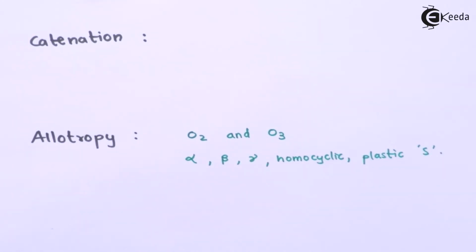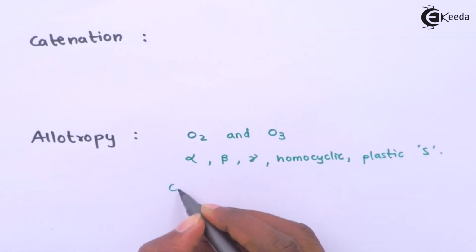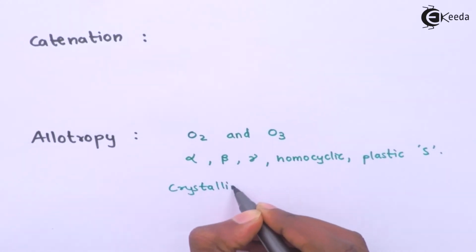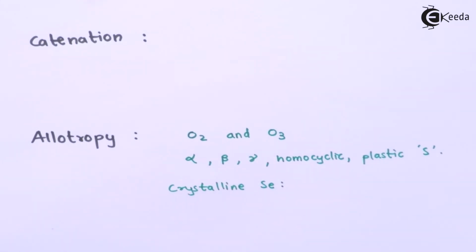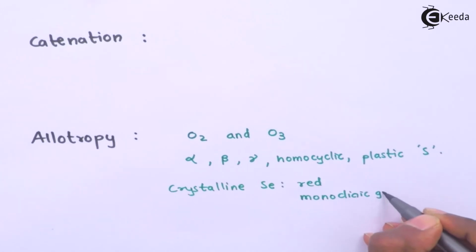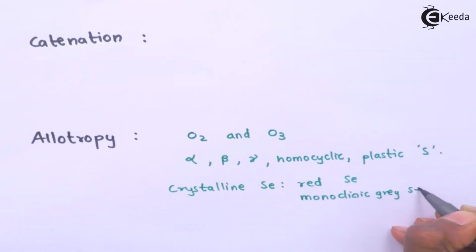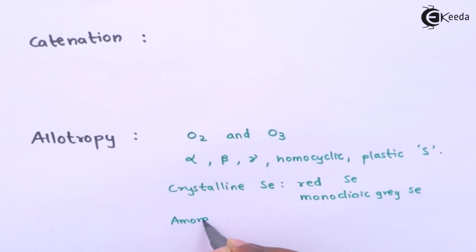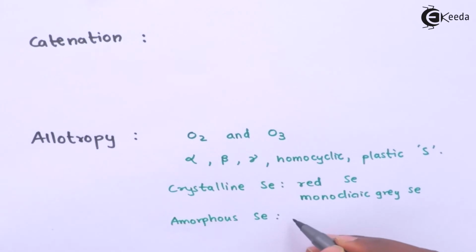Suppose I talk about the next one, selenium. In this case, selenium has different allotropes. Crystalline selenium is basically of 2 types: red selenium, or monoclinic, and the other one, gray selenium. Now let me talk about amorphous selenium. Amorphous selenium has basically the allotropes brown selenium and red selenium.